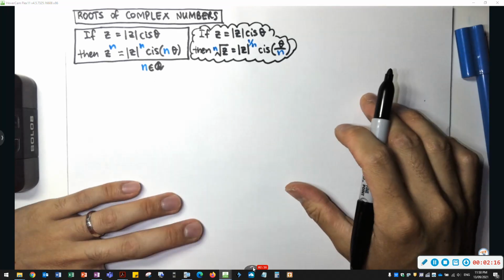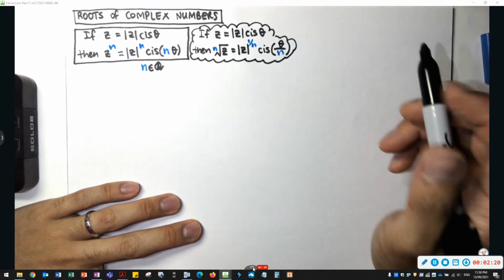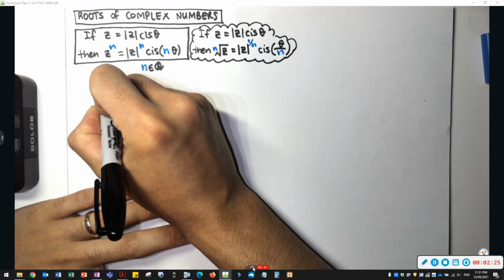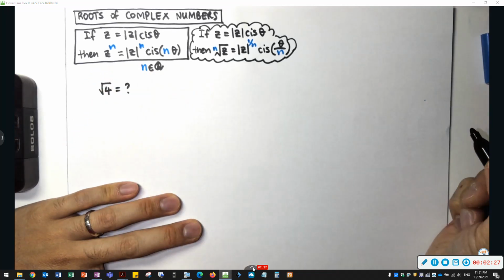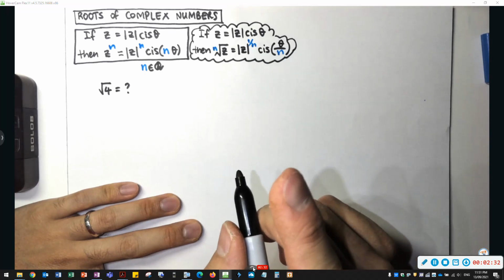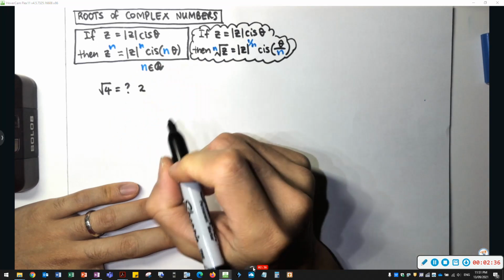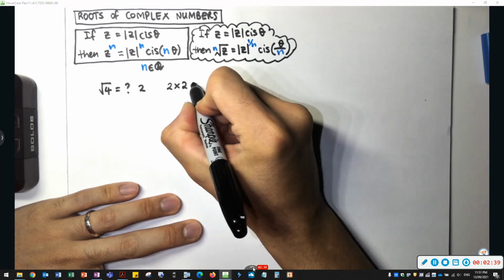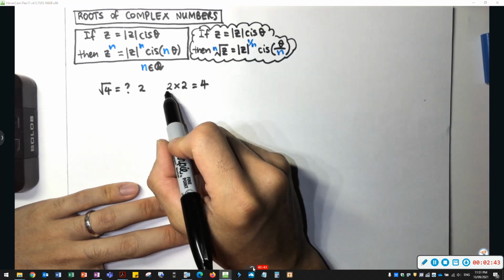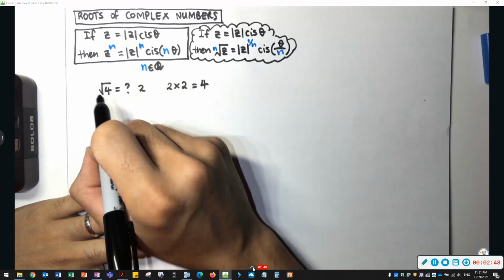Alright, so let's start off with a question that you already know the answer to. Like, what's the square root of 4? Okay, hopefully you tell me the answer is 2. Alright, don't get confused, it's not plus and minus 2, it's just 2. And that's because 2 times 2 equals 4. So you might argue that also negative 2 times negative 2 equals 4, but that's a different question altogether.